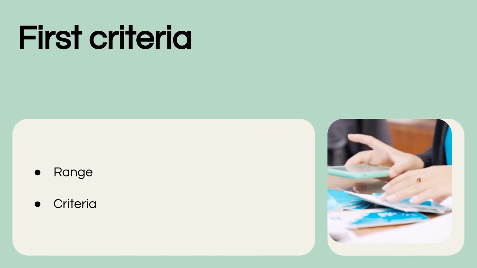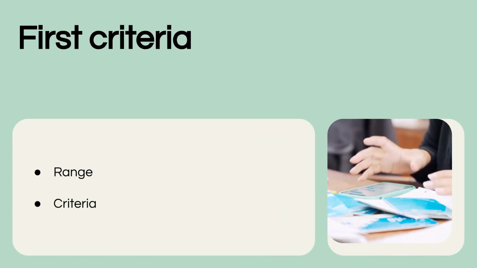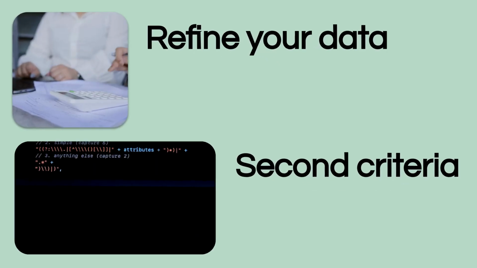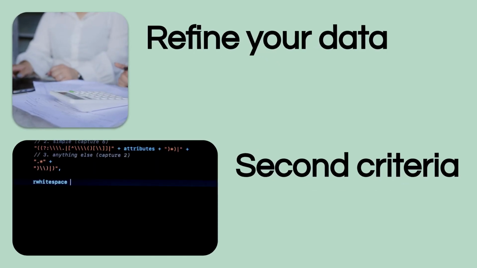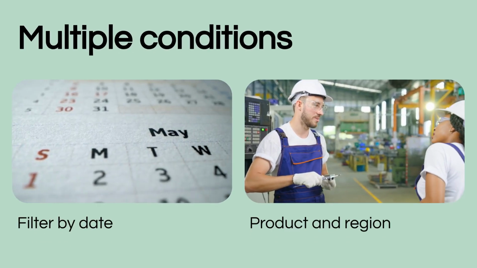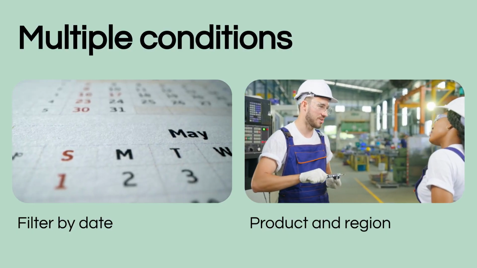Next, identify your first criteria range, and then specify the value or condition for that criteria. The real power of SUMIFS comes when you introduce multiple criteria to narrow down your data aggregation. To refine your results further, simply add a second criteria range and its specific condition, following the same pattern. SUMIFS can handle diverse conditions simultaneously, such as filtering by dates, specific products, or geographical regions.